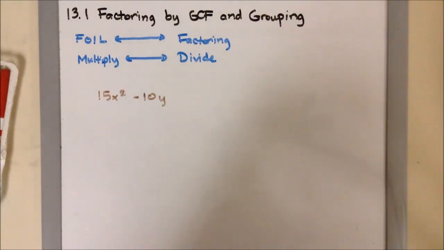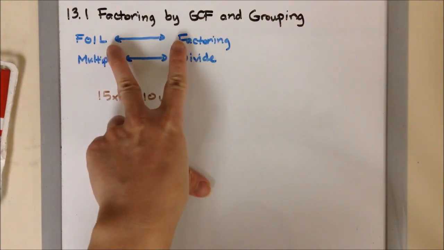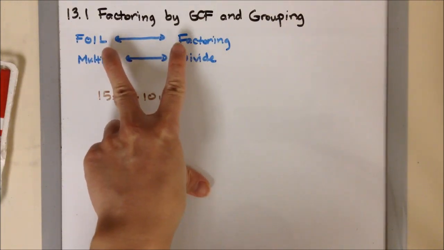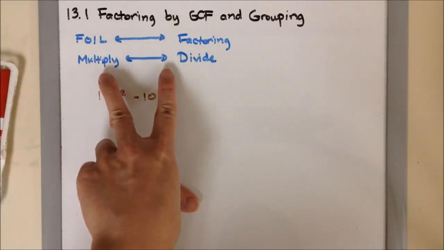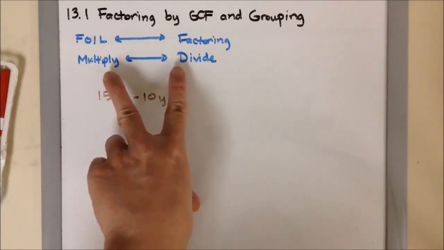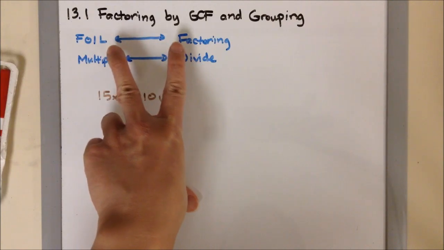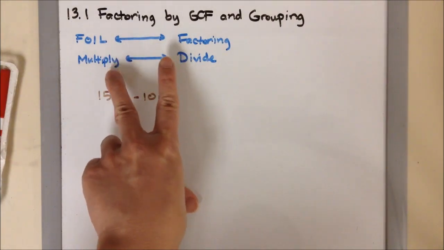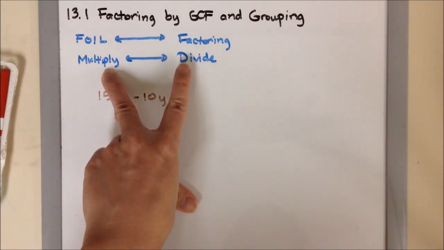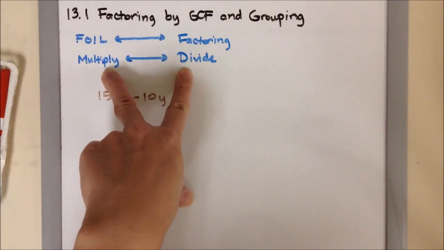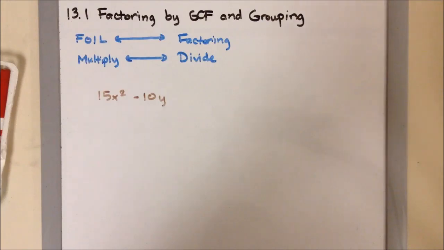And here I will add a little note where FOIL and factoring are opposite of each other. FOIL involves the operation multiply. So if FOIL and factoring are opposite of each other, and FOIL involves multiplying, therefore factoring involves dividing, because they're opposite to each other.